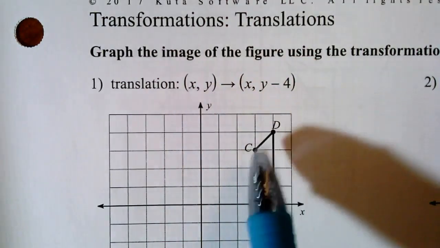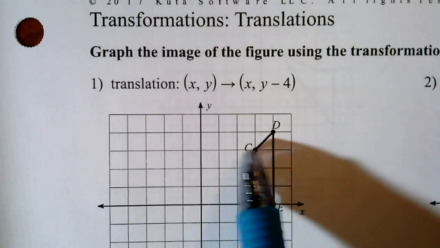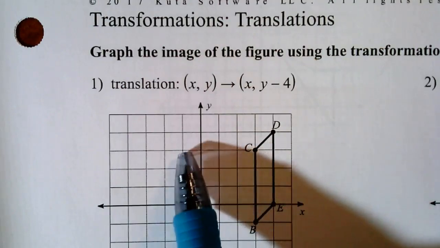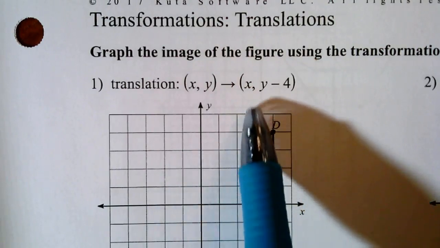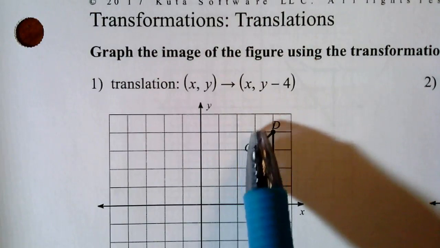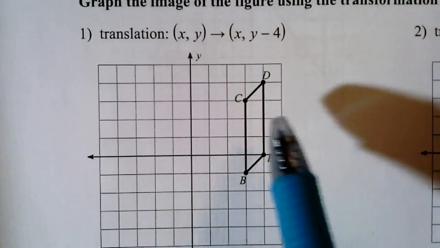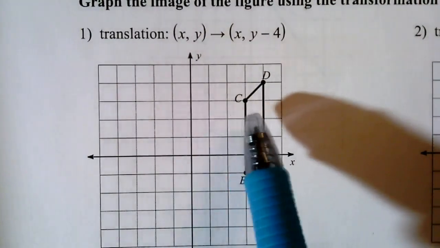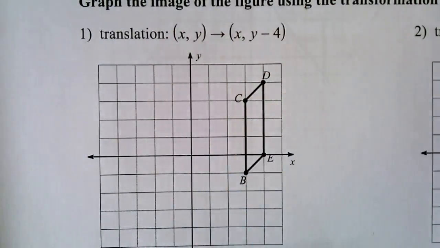When we add to the x-coordinate, it causes the point to move to the right. When we subtract from the x-coordinate, it causes it to move to the left. When we add to the y-coordinate, it causes the point to move up. And when we subtract from the y-coordinate, it causes the point to move down. So in this case, the x-coordinate is staying the same, so it isn't going to move right or left. The y-coordinate is going to move down 4 spaces.